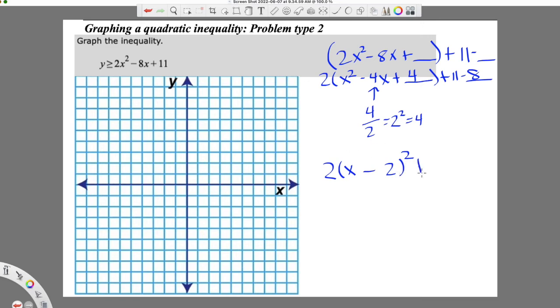So now I'm going to go 11 minus 8. So it's 8, 9, 10, 11. That would give me 3. All right, so this is in vertex form. So now I know what my vertex is. It's going to be 2 and 3.